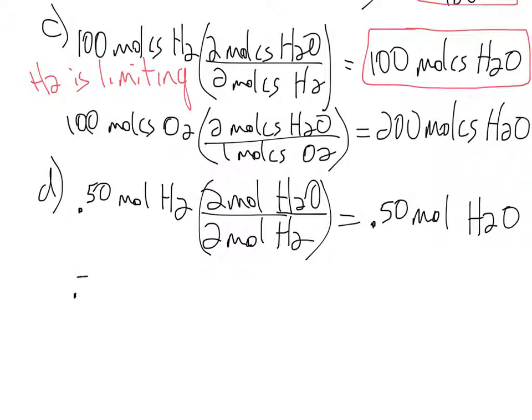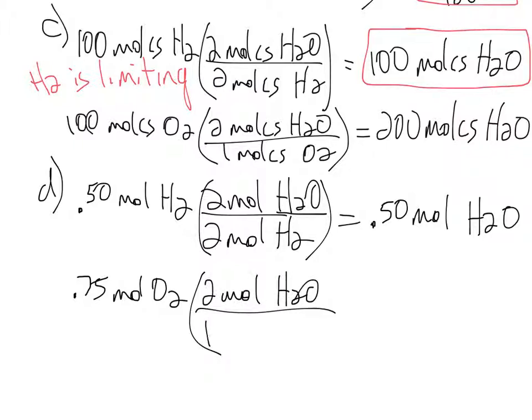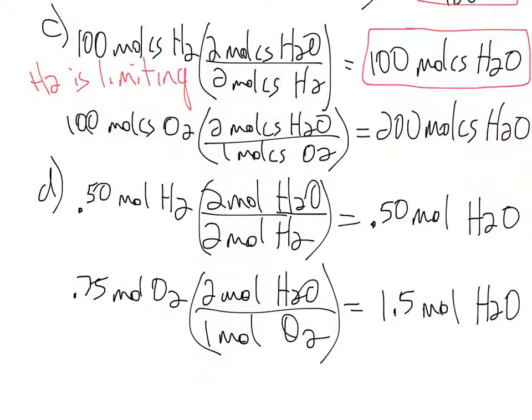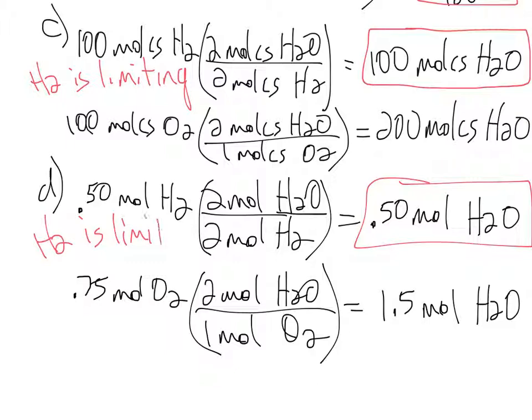The other reactant was 0.75. This time you get 1.5 moles. You have to pick the one that is lower. So 0.5 is less than 1.5, therefore we have to say hydrogen is limiting in this case.